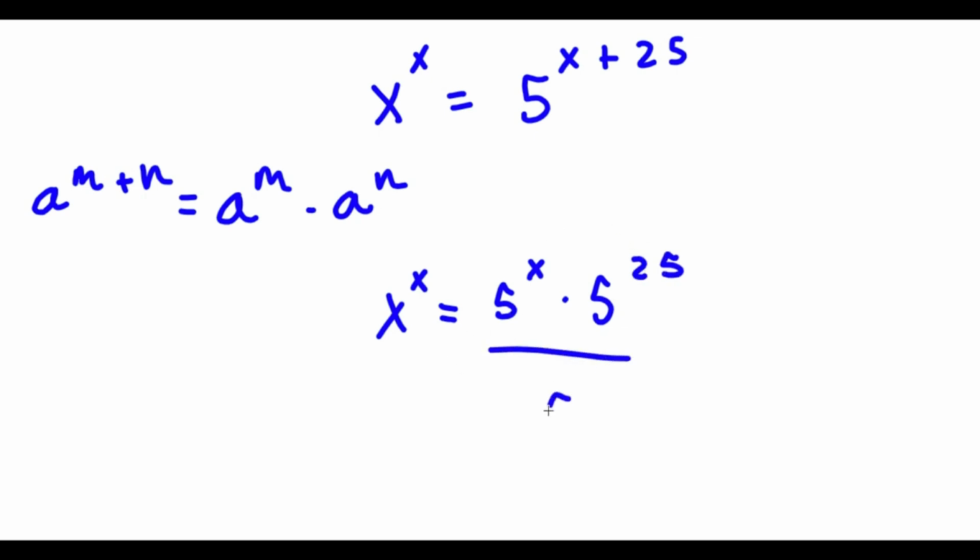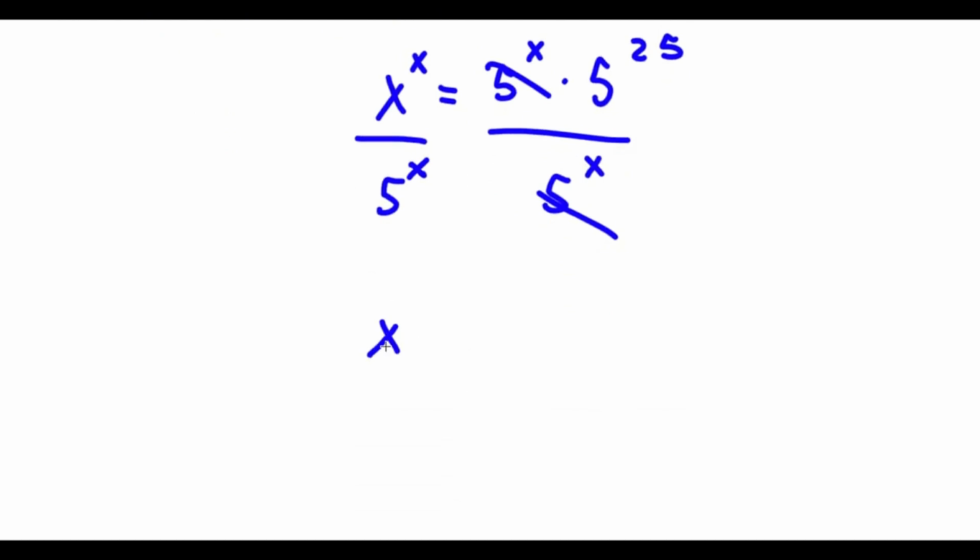Now I can divide both sides by 5 to the power of x. So then these two cancel out, and I'm left with x to the power of x over 5 to the power of x is equal to 5 to the power of 25.